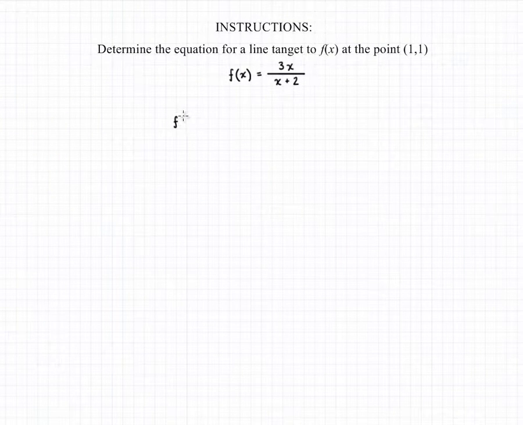We're going to begin this problem by using the quotient rule to find the derivative. So our high function, or our numerator, is 3x, and our low function is x plus 2.